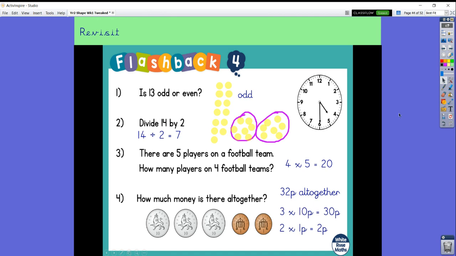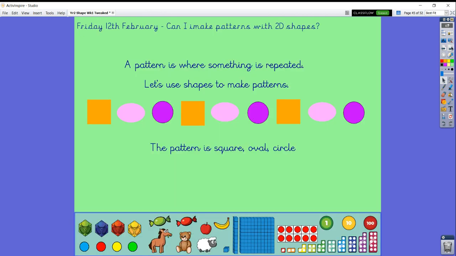Super. So let's have a look at our patterns. Can you spot what the pattern is? Well done. It goes square, oval, circle, square, oval, circle. So it is a repeating pattern. This is our chunk, 3 shapes, and we put this pattern down in a repeated fashion.